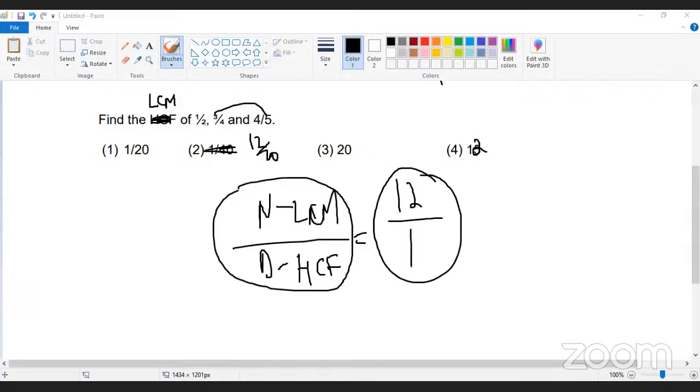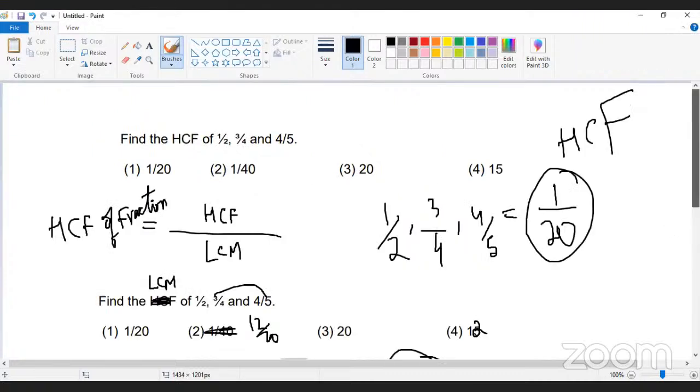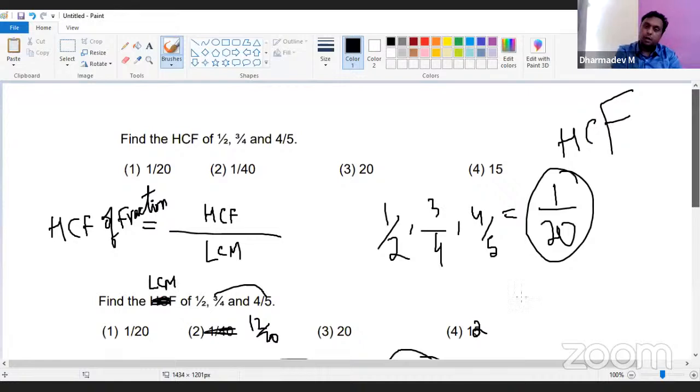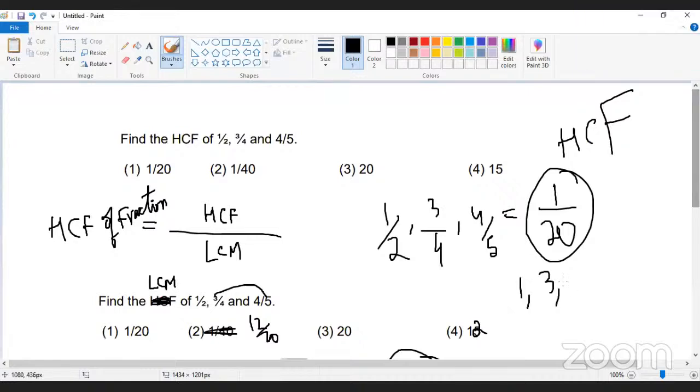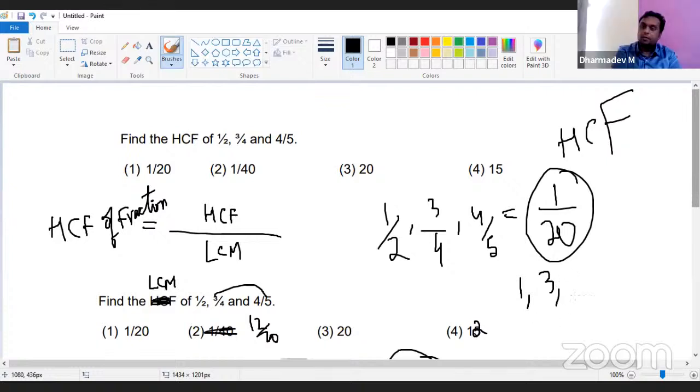Yes, sir. How is it one? How is HCF 1? 1 means 1, 3, 4. What is a common factor among them? 3 is a unique number, 4 is a unique number. I don't have any common factor among these numbers.